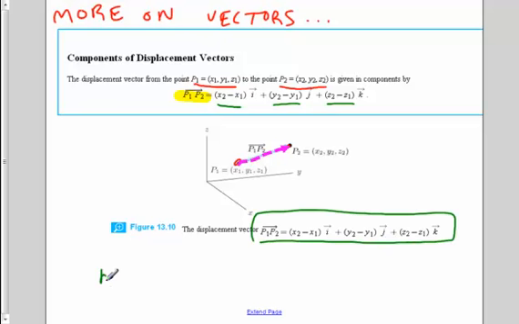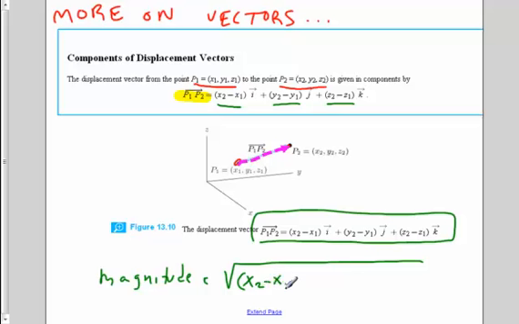And what is its magnitude? Well, its magnitude is the square root of x2 minus x1 squared plus y2 minus y1 squared plus z2 minus z1 squared. This is just the Pythagorean theorem. I know it looks a little bit different because it's in 3 dimensions, but it's just the Pythagorean theorem. So that's the component of a displacement vector.